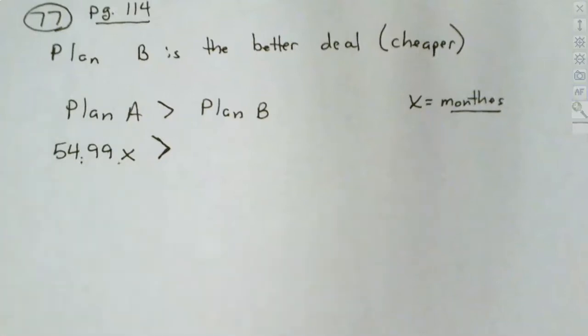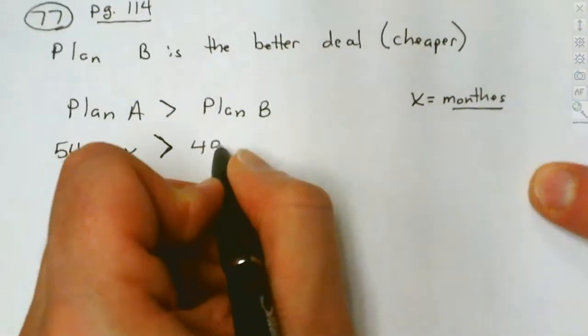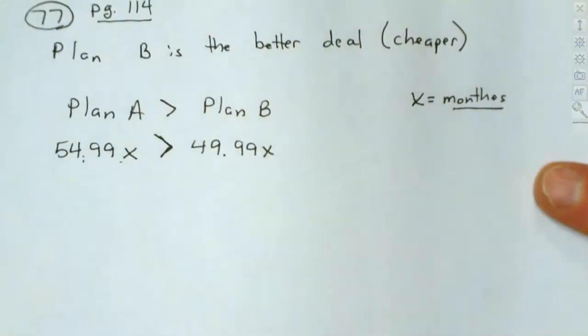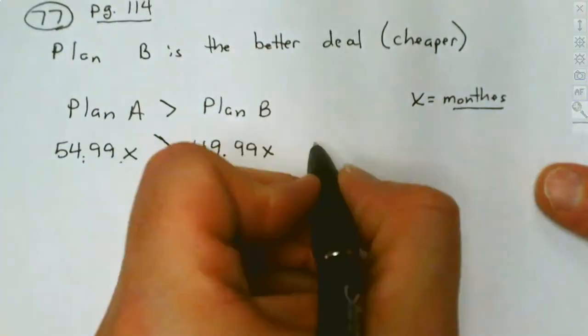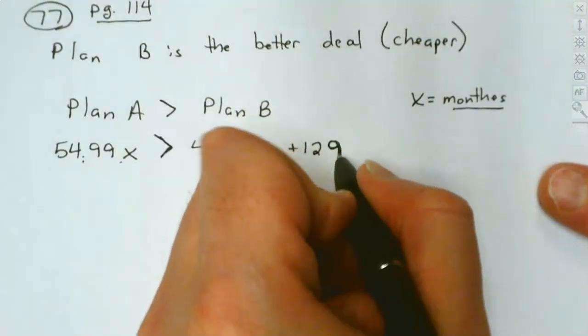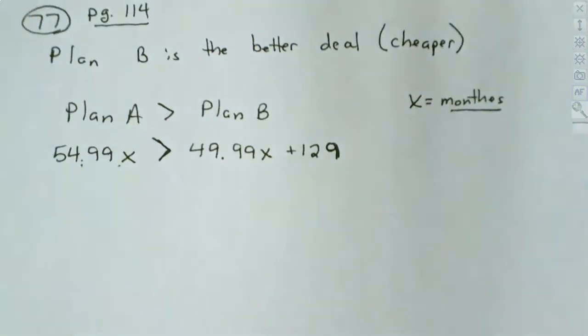Now, what about plan B? Okay, plan B is a little bit cheaper. Plan B is $49.99 per month. So that's $49.99X. But then we also have to buy this phone, which is $129. So this is going to be our inequality. At a certain point, you're going to be better off buying that phone rather than having it tacked onto your bill every month. And we need to know how many months we would need to use this phone to make it worthwhile.